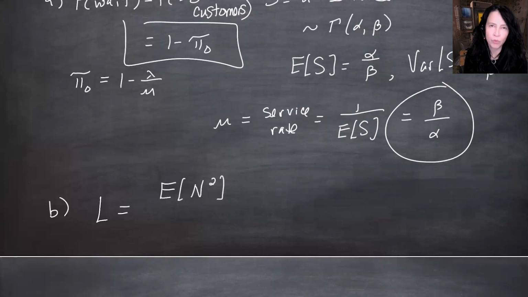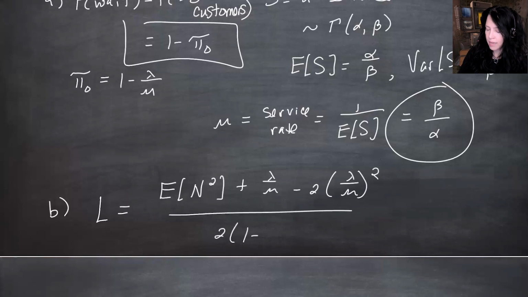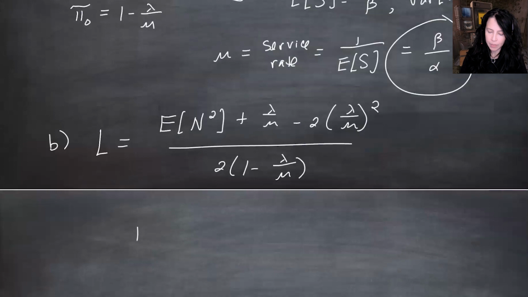Now, n was the number of arrivals during a typical service period, plus lambda over mu minus 2 lambda over mu squared over 2, 1 minus lambda over mu. And it still doesn't appear that we need a variance, but we computed the expected value of n squared, and that's the number of arrivals during a service period.